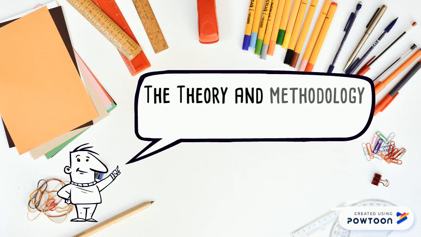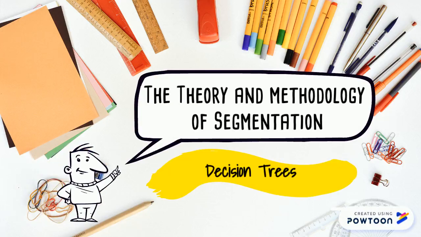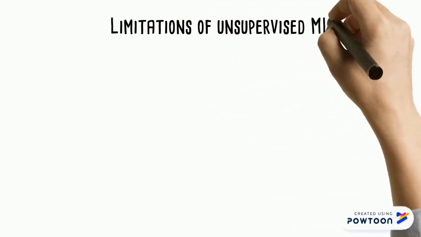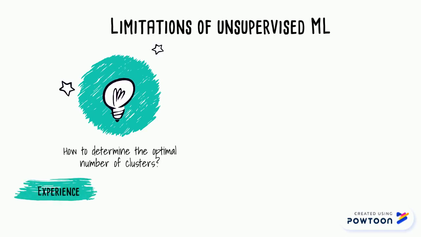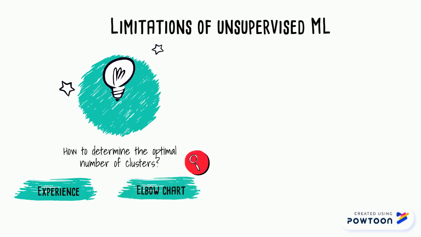In this video, we will talk about decision trees and their purpose for segmentation. Let's start with some limitations of unsupervised algorithms. First of all, there is no golden rule to determine the optimal number of clusters. You can use some practical knowledge and experience to determine the reasonable number of clusters, or to use elbow chart. You can read about it by clicking on the link here.